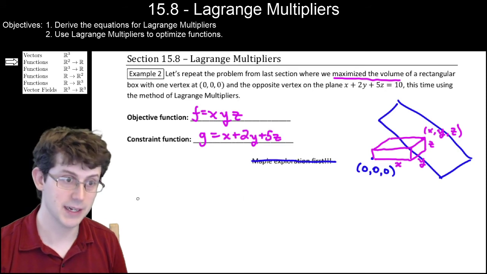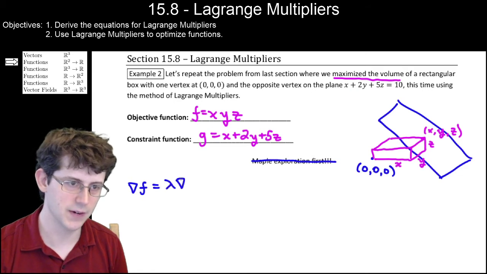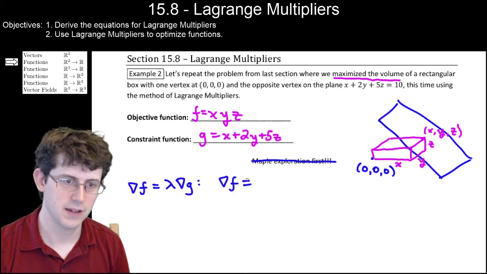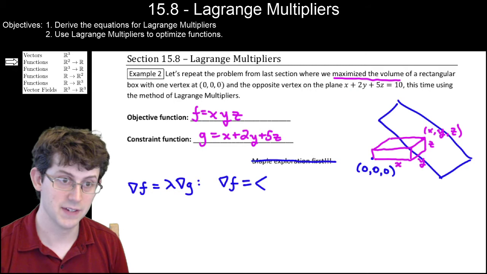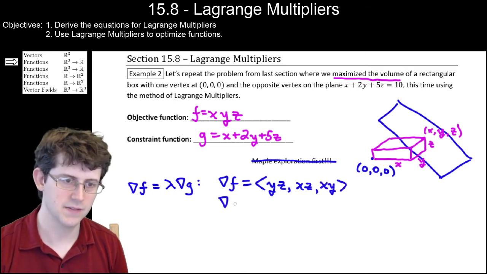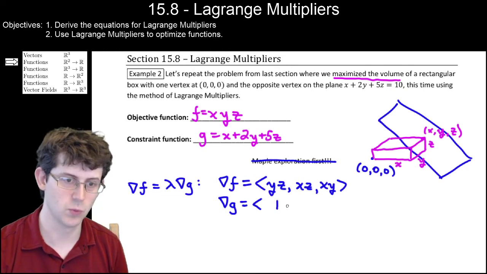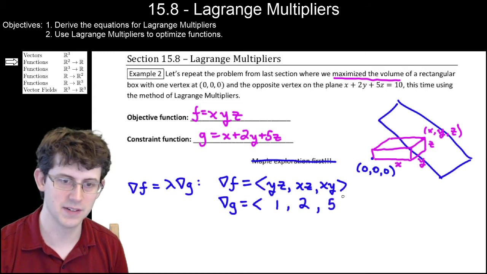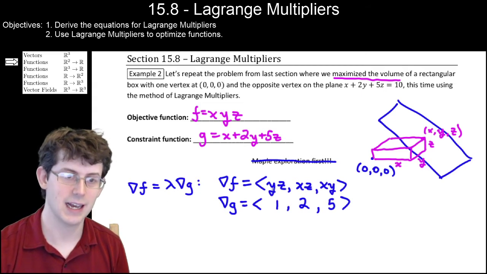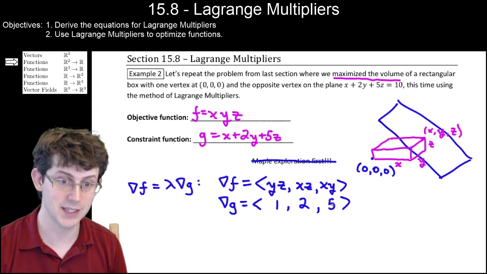Then how do Lagrange multipliers work? Well, you need the gradient of f to be a multiple of the gradient of g. So let's find the gradient of f. The gradient of f will have the x partial derivative, the y partial derivative, and the z partial derivative. The gradient of g does the same thing, but here the derivatives are a little easier. The x partial derivative is 1, the y partial derivative is 2, z partial derivative is 5. To make the gradient of f be a multiple of the gradient of g, I need each of these components to be lambda times their corresponding component.